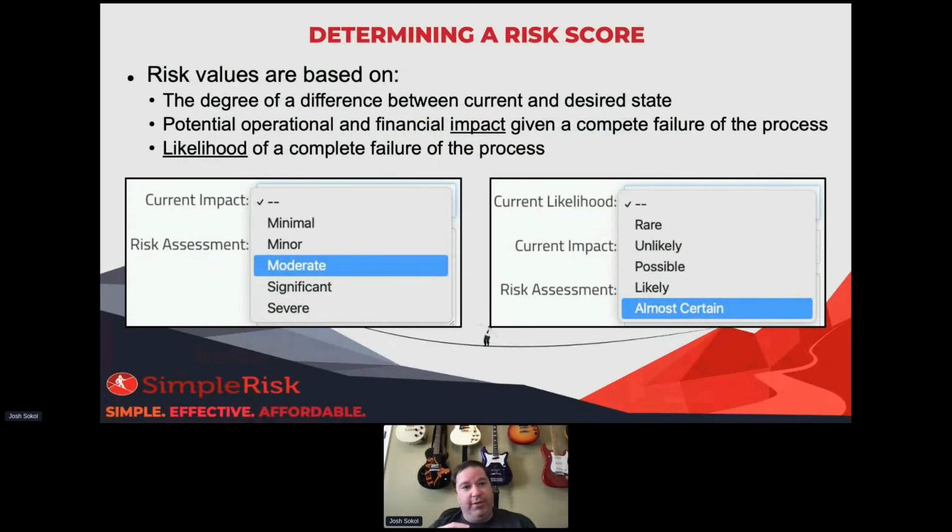It's basically the difference between the current and desired state. So where we sit today, where we want to get to, your potential operational and financial impact given a complete failure of this process. So how bad is it going to be if we can't identify our assets or our applications or things like that? And then the likelihood of that event happening.